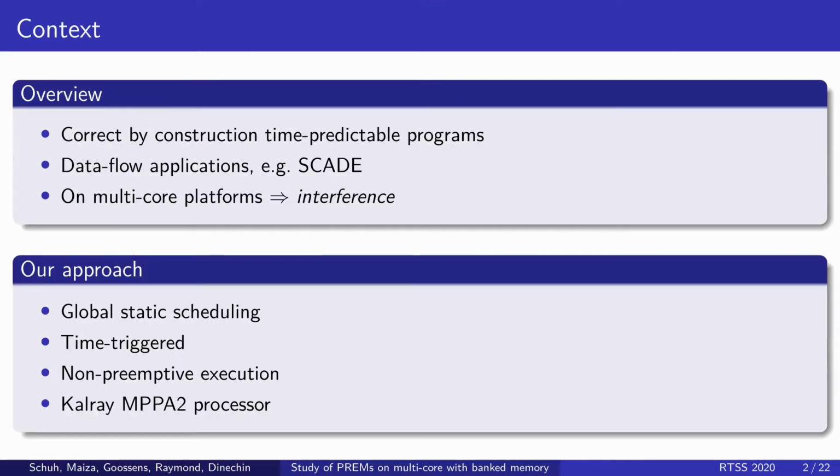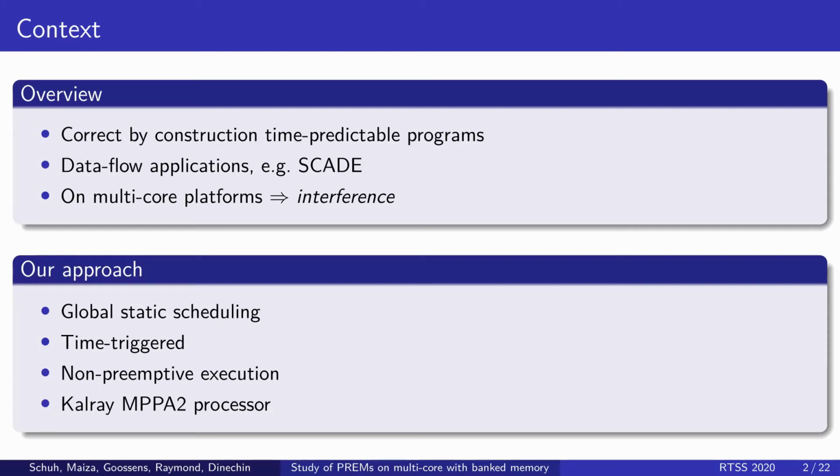So to begin and give you a context of our work and what we want to accomplish, our main goal is to construct correct by design time predictable programs, which means that they will behave the same no matter what the hardware where they are executed on decides to do at runtime. These programs typically come from the data flow domain and are coded with synchronous data flow languages such as SCADE, which is our starting language on this work. We also want to run these programs on multi-core platforms, which are inherently subject to interference that comes from the multiple cores accessing shared resources at the same time, such as the memory.